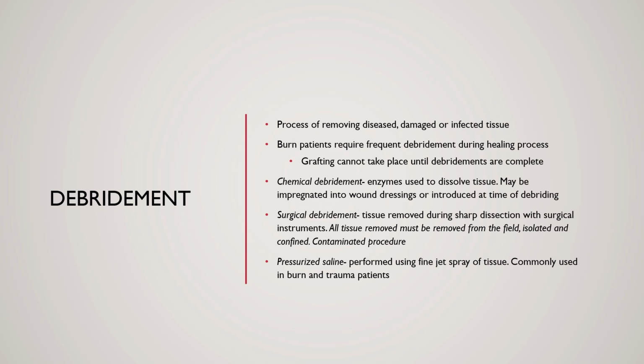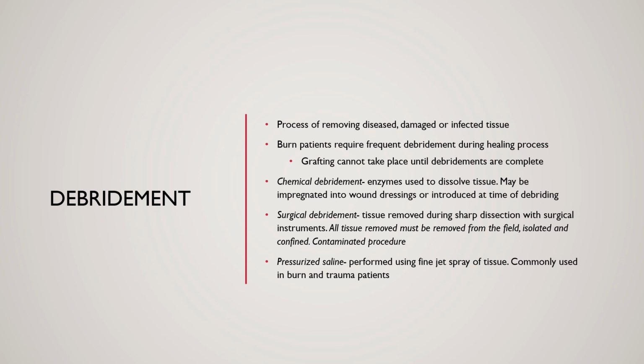Okay, moving on to debridement. This is the process of removing disease, damage, or infected tissue. Burn patients often require frequent debridements during their healing process. Grafting for these patients cannot take place until all the debridements are complete. There are a few different kinds of debridement. We have chemical debridement, which is enzymes used to dissolve tissue. These might be impregnated into their wound dressings or introduced at the time of the debriding.